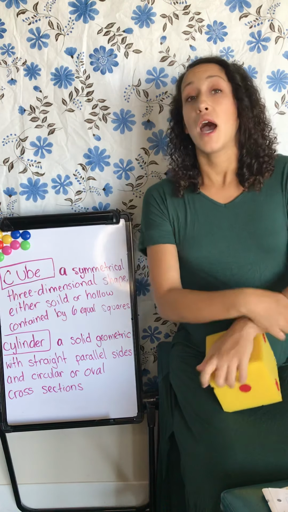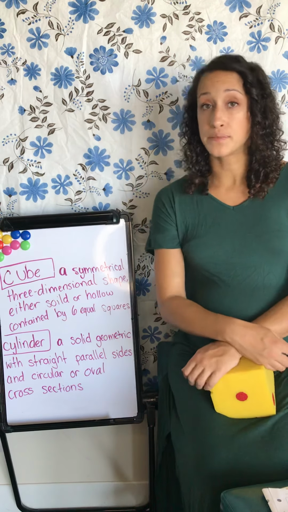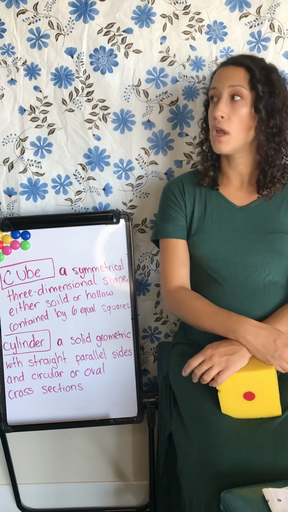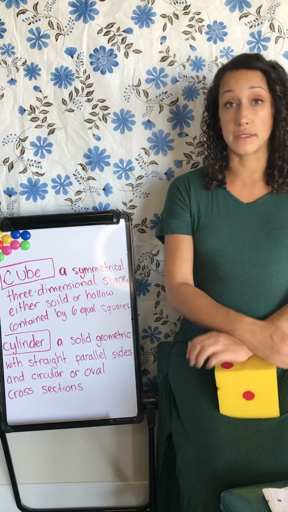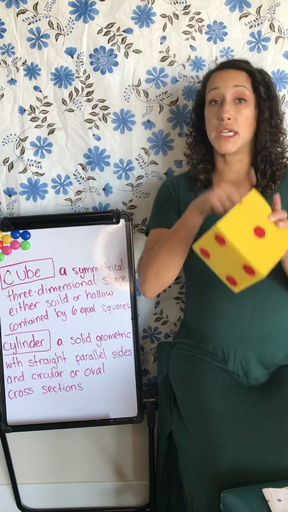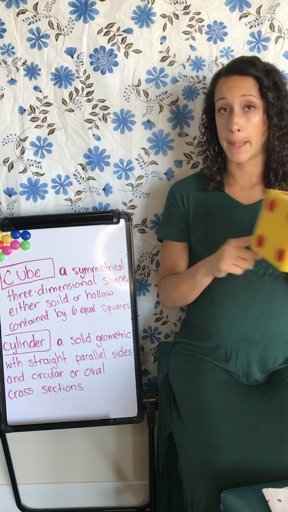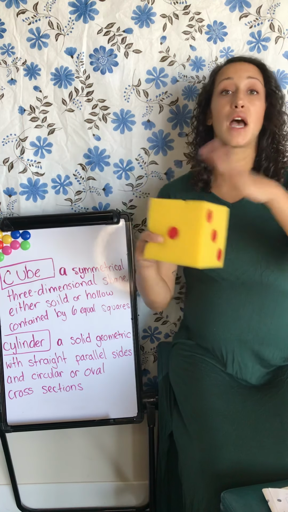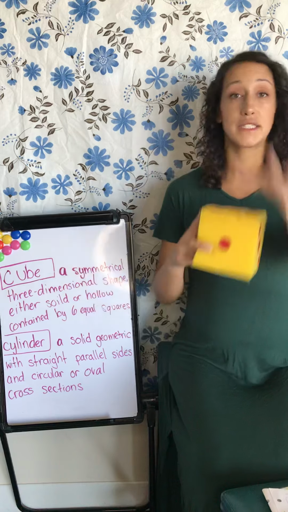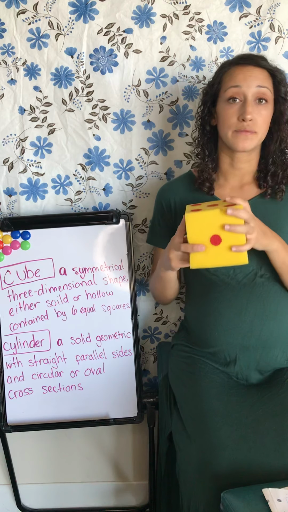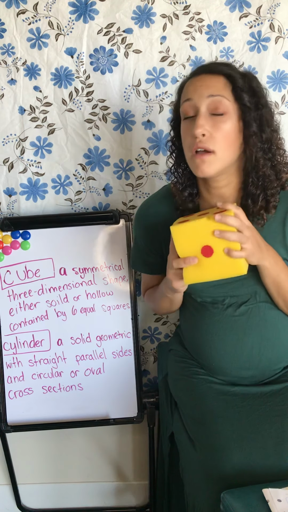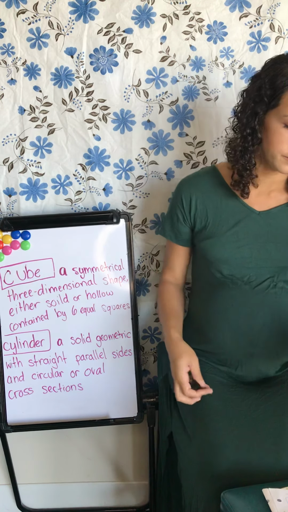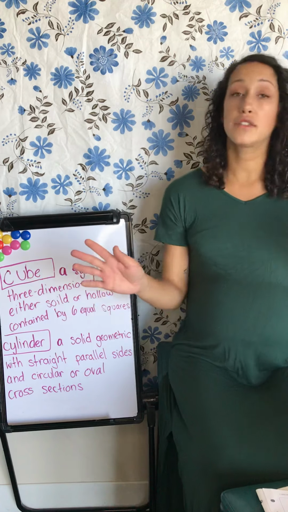Sweet. I want you to look around your house. Can you identify some cubes that you might have? Maybe you have an old cardboard box. As long as it has those 6 equal sides, it's hollow or solid, three-dimensional, so front, back, top, bottom, side to side, and it's symmetrical, which means it's all the same. As long as it fits all of that, it's a cube. Good job. Now let's go over the second one.